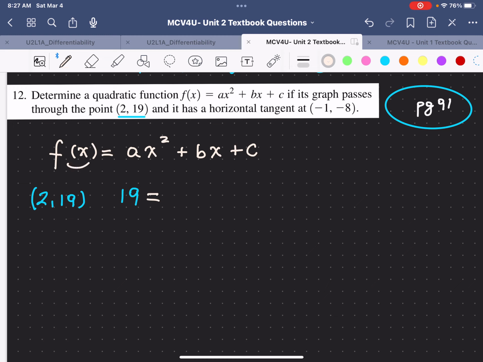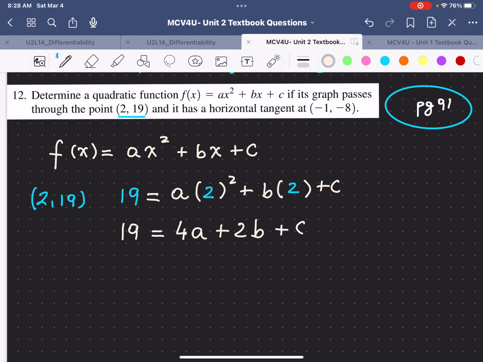So f of x will be equal to 19, that's the value of y, and it would equal a, which we don't know, multiplied by x squared, x is 2, so 2 squared, and then plus b, which again we don't know, times x, which is 2, so we'll substitute that, and then plus c. Let's simplify and see what this looks like. We have 4a, and then 2b, and then 1c, all together equal to 19.